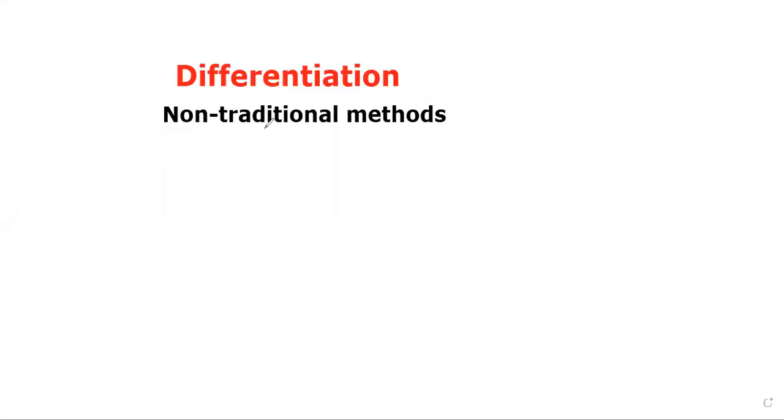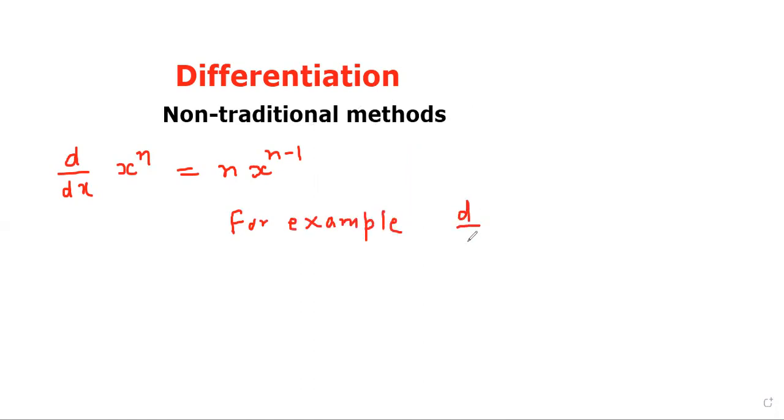We are going to see the methods of differentiation. We will study some non-traditional methods also. Let's see first thing. We know d upon dx of x power n equals n x power n minus 1. For example, if we take d upon dx of x power 7, it becomes 7x power 6.